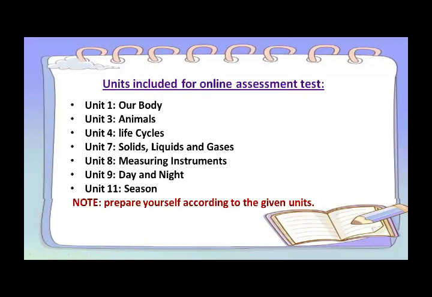So are you preparing yourself for the online assessment test? Because these units will be included in your online assessment test. So prepare yourself according to the given units.